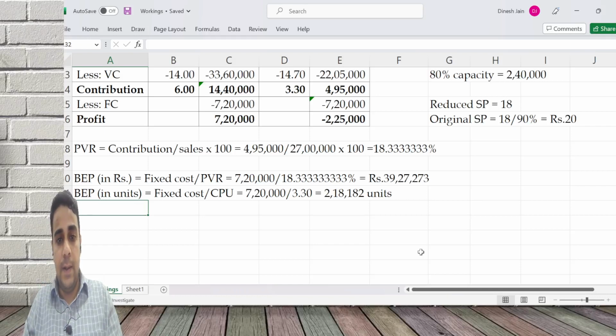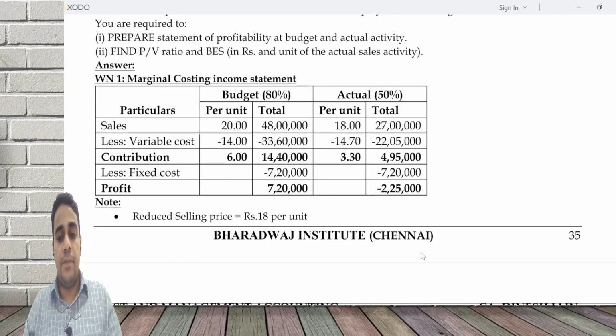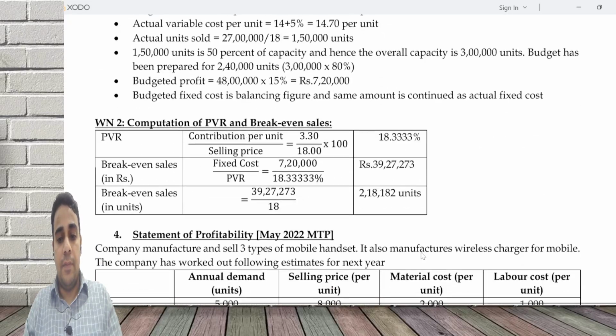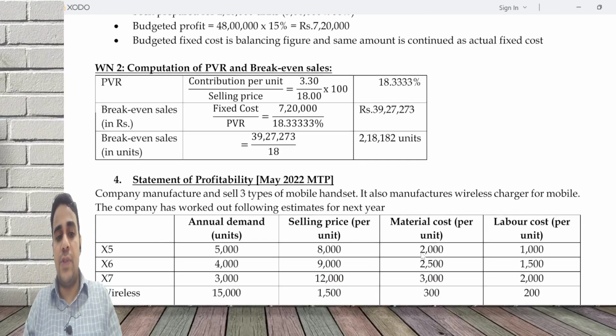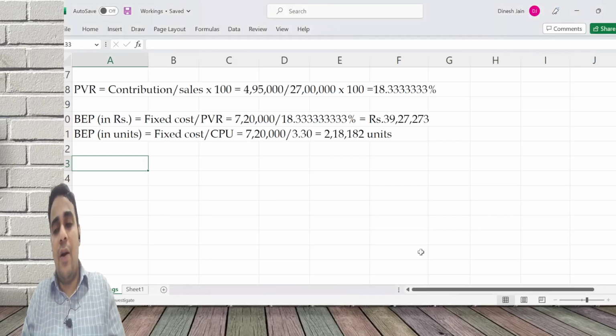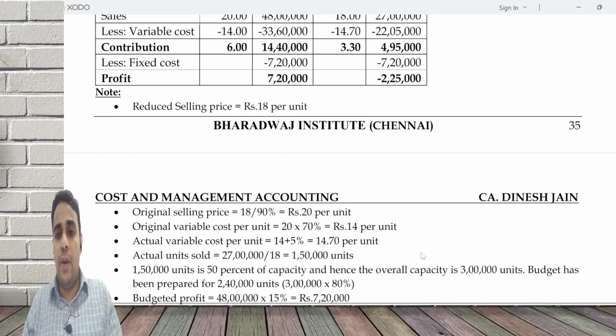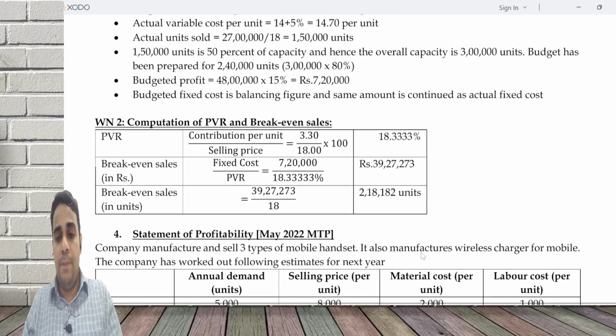I hope this is clear. Let me know if there are doubts. 9,27,273 and 2,18,180. Here we have divided by selling price. In our calculation, we have divided by contribution per unit, fixed cost by CP. Both give you the same answer. And we are reporting a loss of 225. Let me know if there are any doubts.